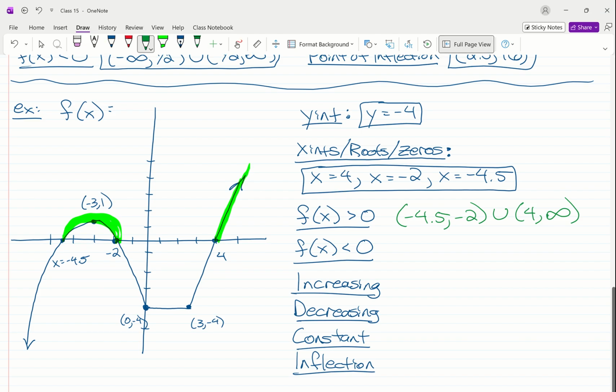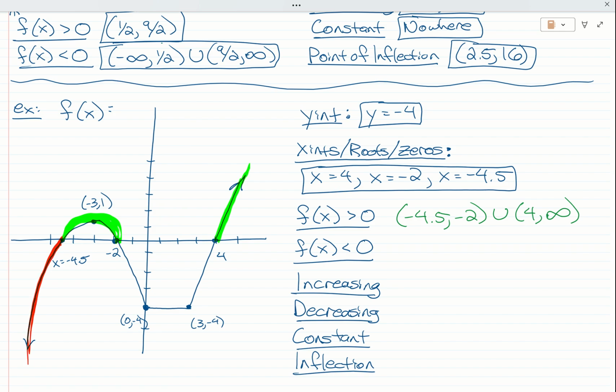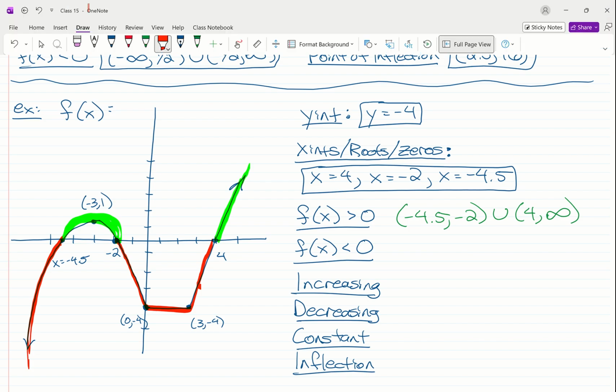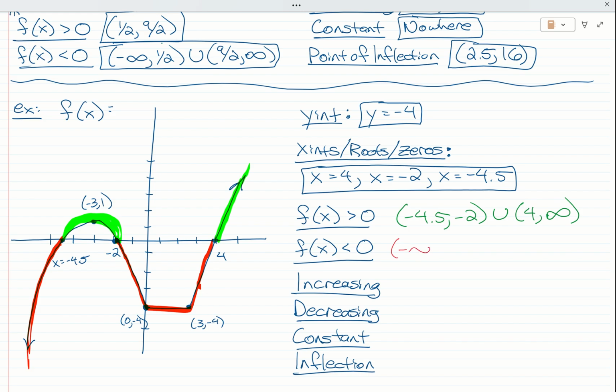Where is the graph below the x-axis? Well, of course, that would be the other section of the graph. Looks like we have this part over here. Don't forget about this piece. And then we also have all of this in the middle here. So let's go ahead and document that. It looks like any x value before -4.5, so we would say from -infinity to -4.5. And then we also have the area between -2 and 4.